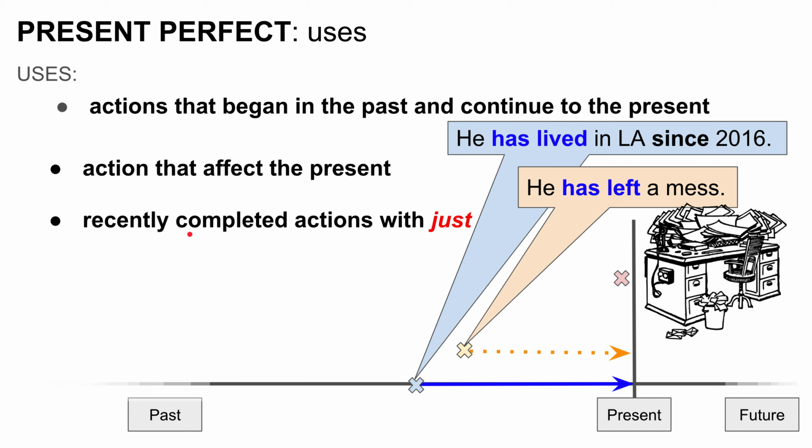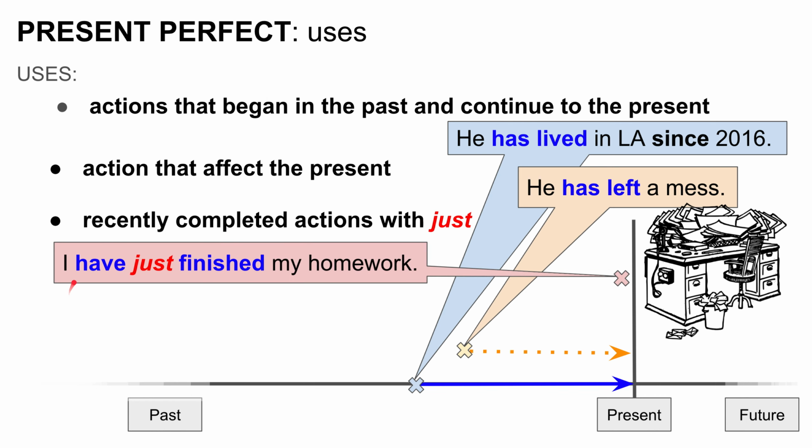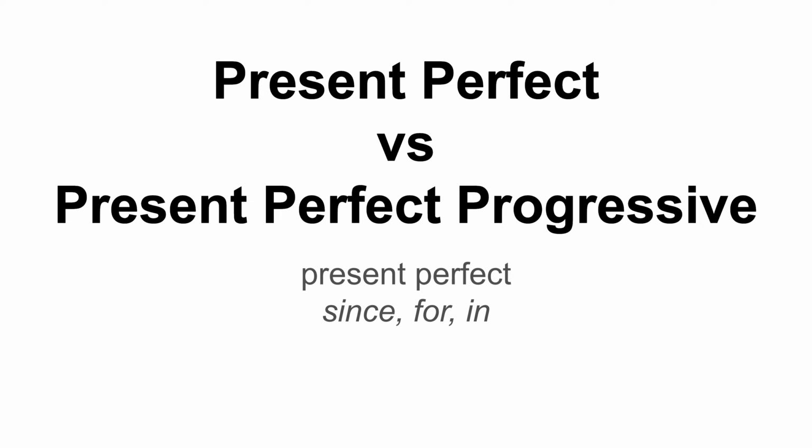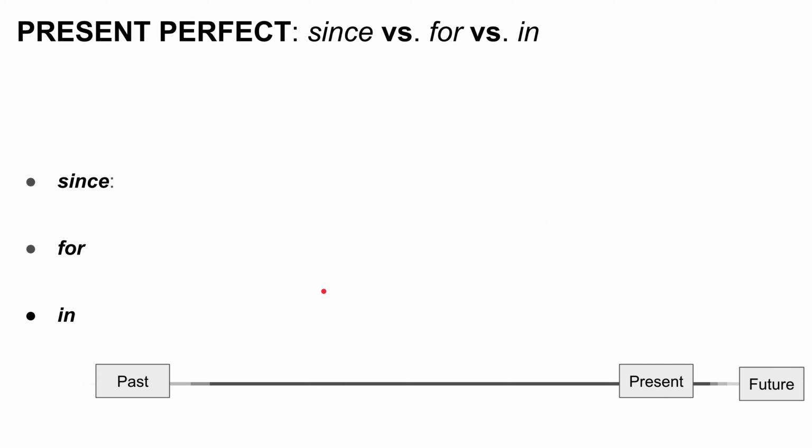We can also use the present perfect for recently completed actions, and we use this with just. You can see right here, here's the present. Here's an action that occurred recently in the past. So we can say, I have just finished my homework. Okay, so just a few minutes ago. And we can also use the present perfect for past experiences. So he has traveled to Paris. That's his experience.